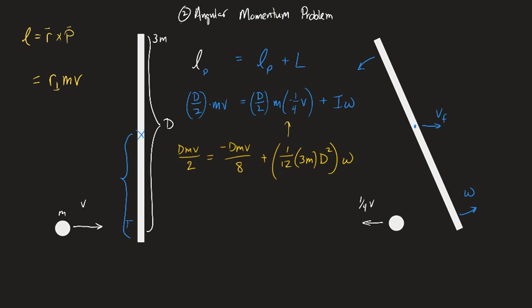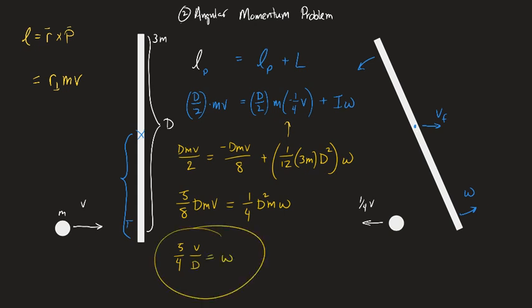I'm going to add the 1/2 and the 1/8 together. So I've got to get common denominators. That's going to be 4/8, so 5/8. Is that right? Hoping so. 1/8 plus 4/8. And on this side, I'm going to have 1/4 d squared m omega. So I think I'll multiply both sides by 4. That'll make this 5/4. I'll get rid of one of the d's, and I'll get rid of the m's. And I'll get v on this side divided by d equals omega. I'm pretty sure that's going to be our answer then.